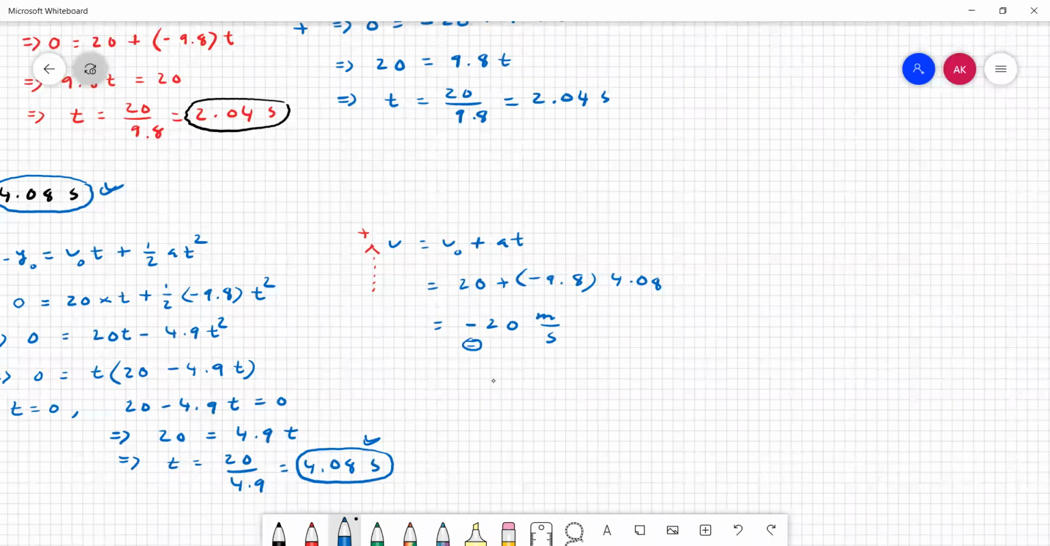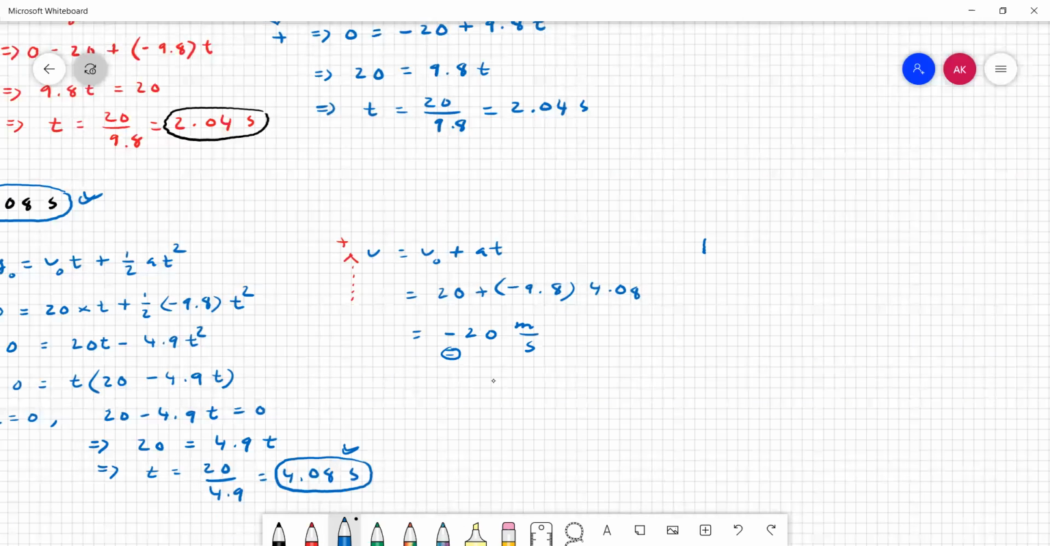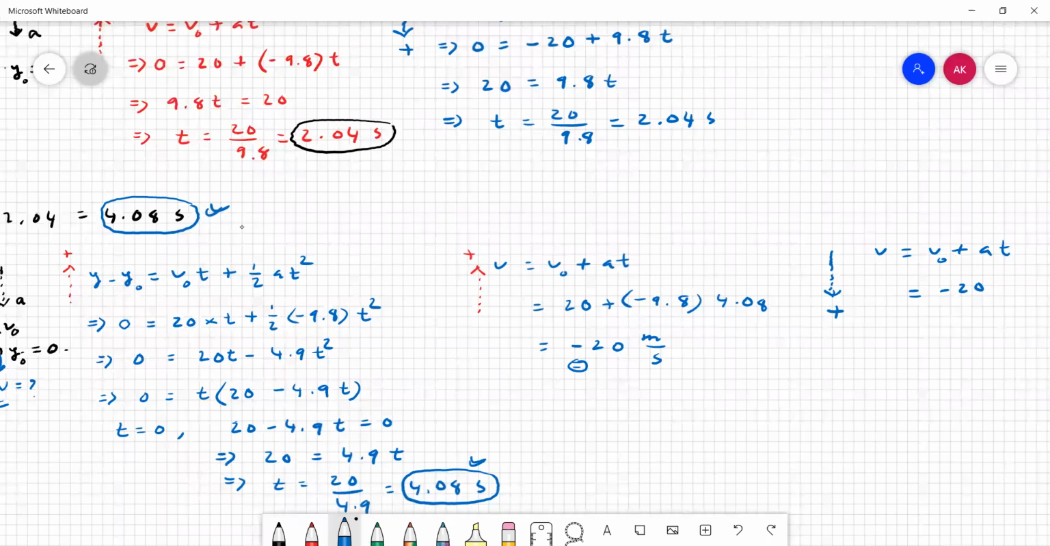So let me give you some examples. Suppose we use the downward direction to be positive, and we use the same kinematics equation, V is equal to V naught plus AT, and we would like to find the final velocity. In this case, what is V naught? Plus or minus? Minus. And you know why? Because if I say the downward direction is positive, our V naught was initially in the upward direction. That's why it's minus.